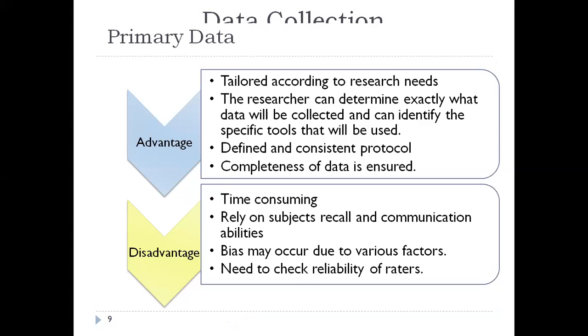Now, what are the advantages of primary data? Primary data is tailored according to the research needs, and the researcher can determine exactly what data will be collected and identify the specific tools that will be used. Primary data collection involves a defined and consistent protocol, and one can ensure that complete data is obtained.